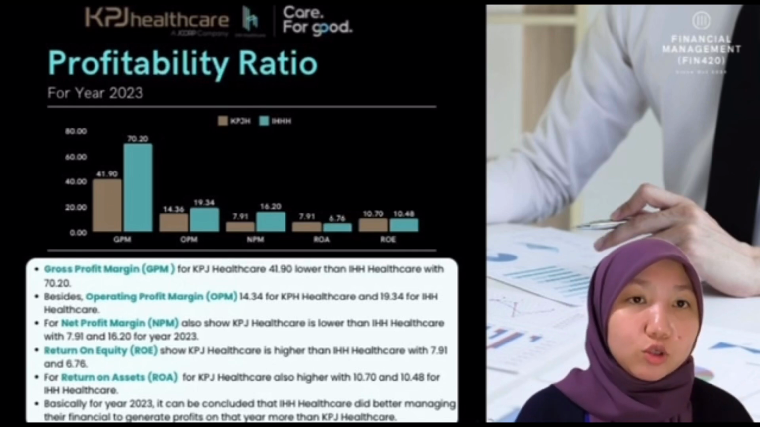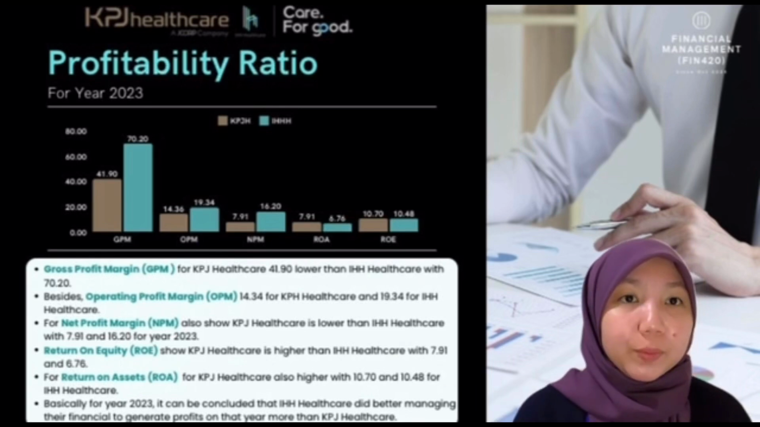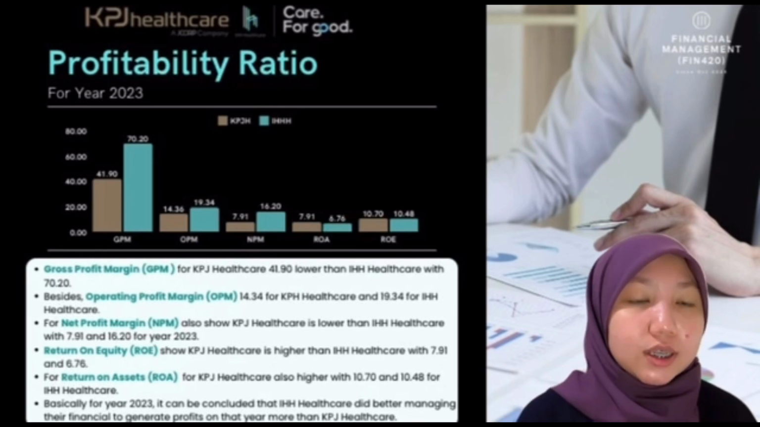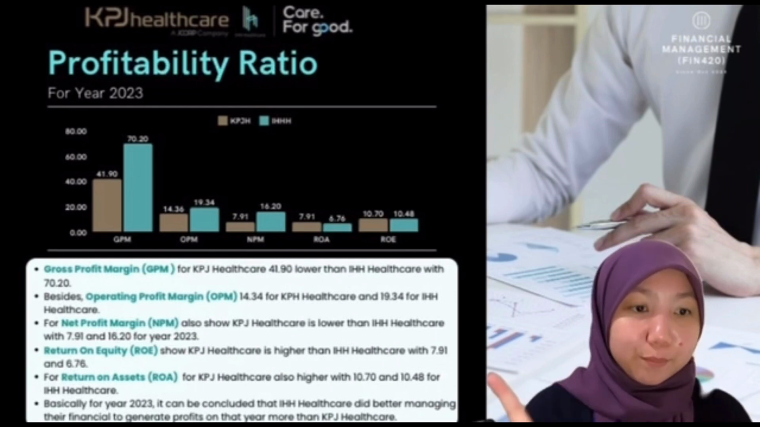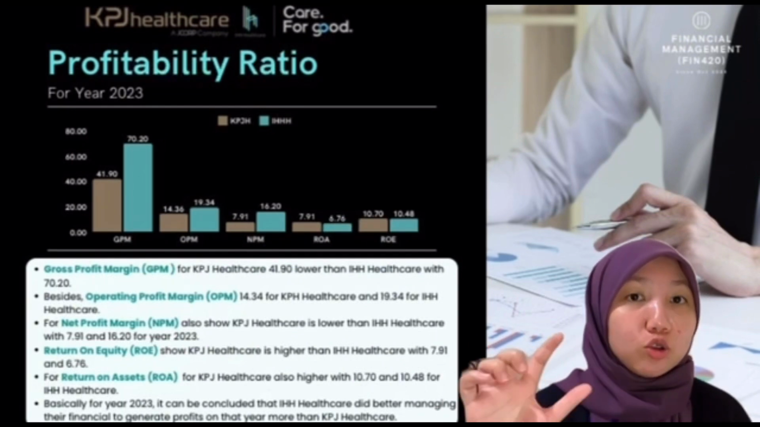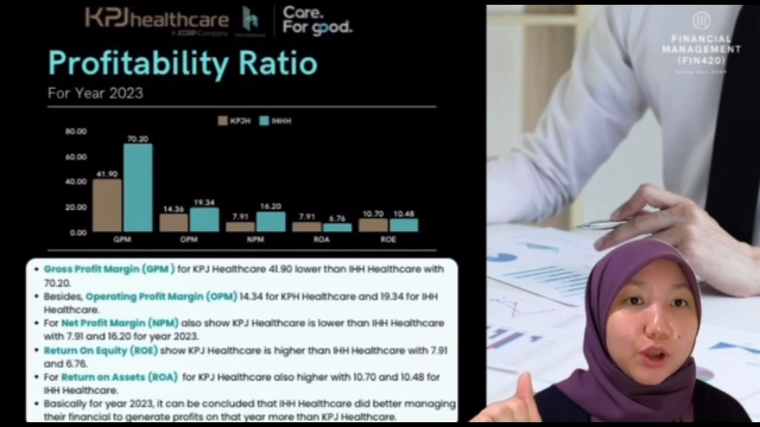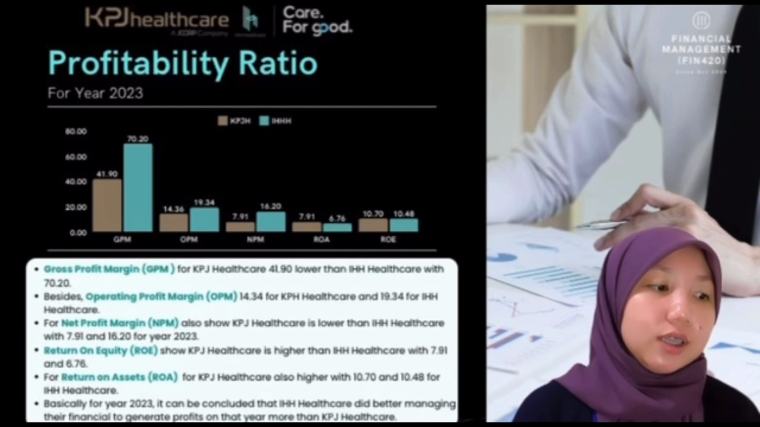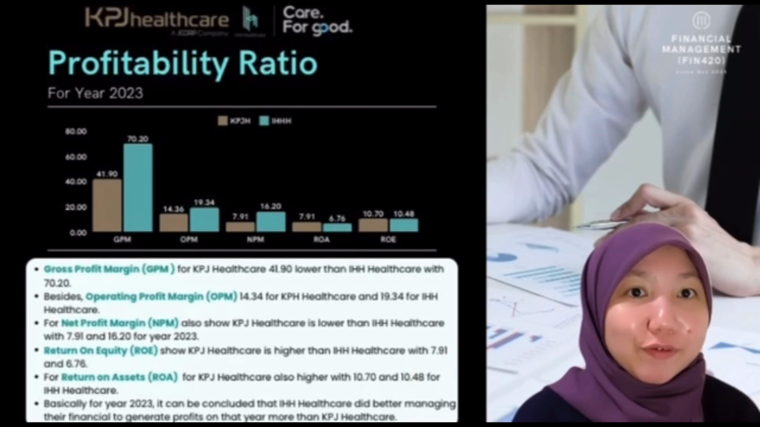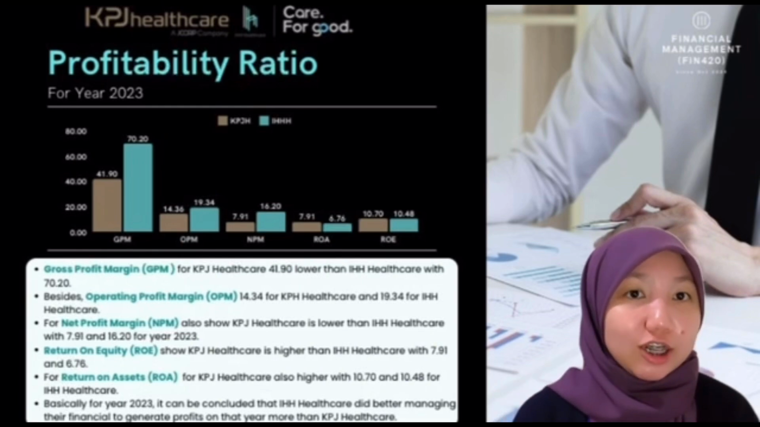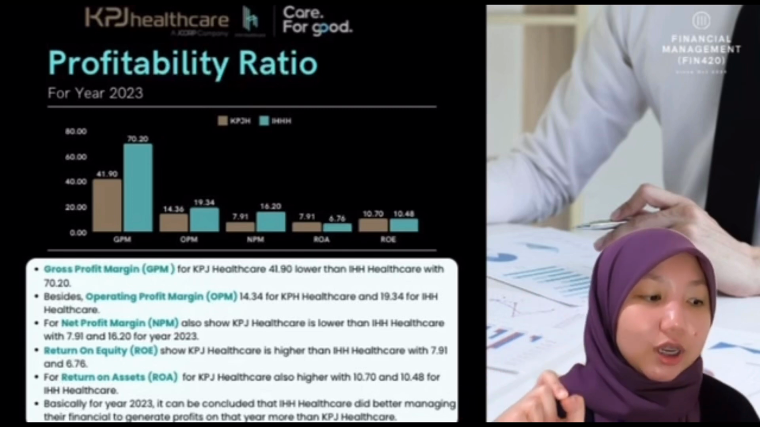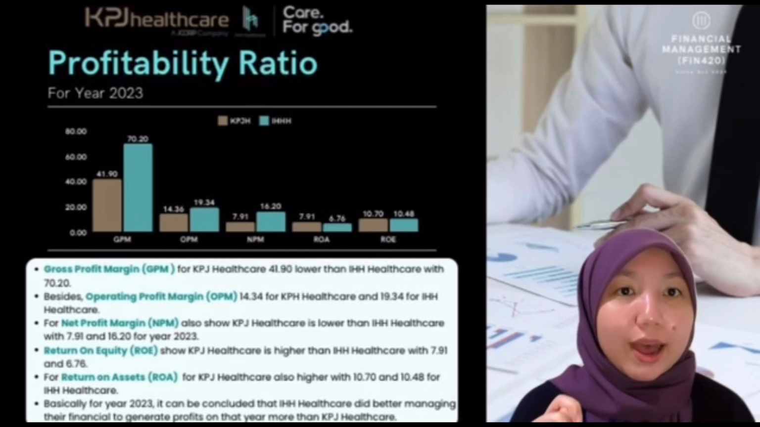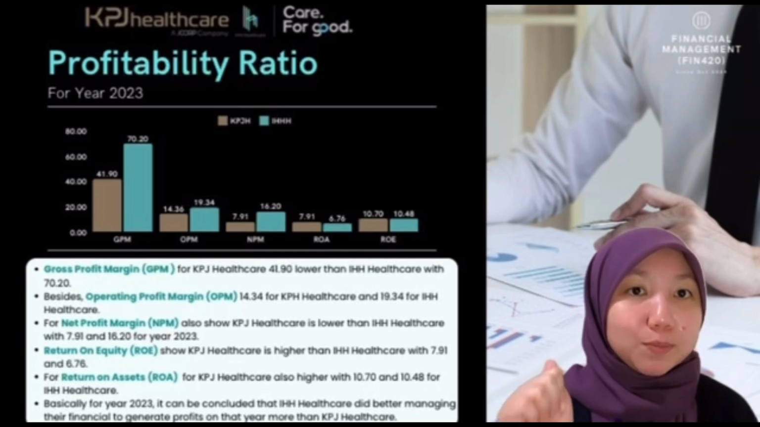Net profit margin shows the overall profitability of a company after all expenses, including taxes and interest, are accounted for. IHH Healthcare NPM, 19.20%, is also higher than KPJ Healthcare, 7.91%. Return on equity measures how effectively a company uses shareholders' equity to generate profits. Interestingly, KPJ Healthcare has a slightly higher ROE, 7.91% compared to IHH Healthcare, 6.76%.